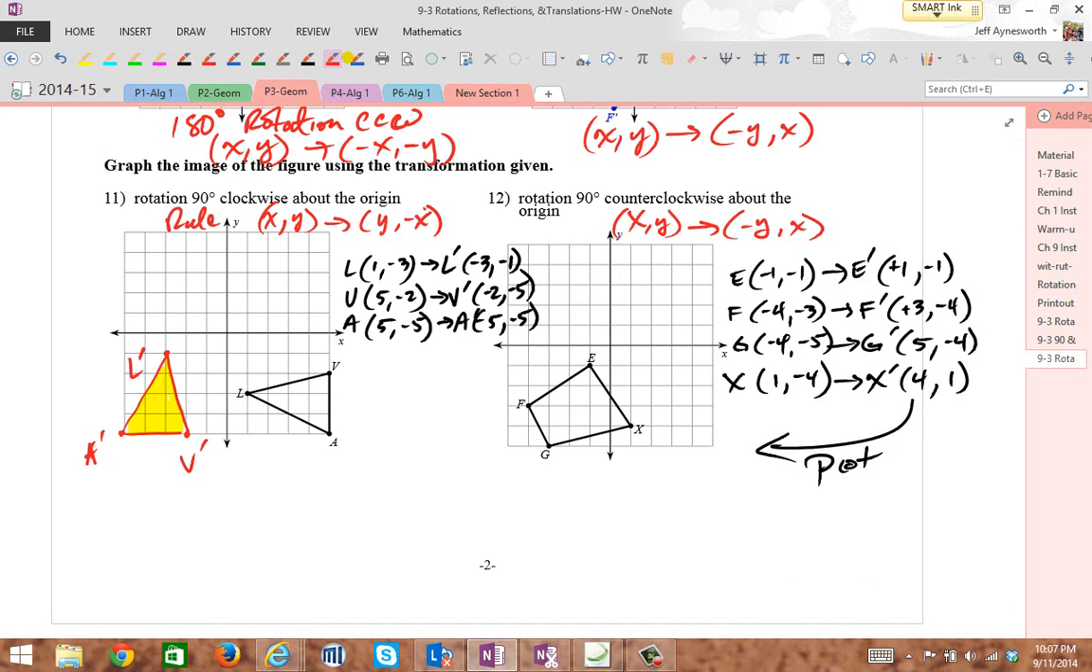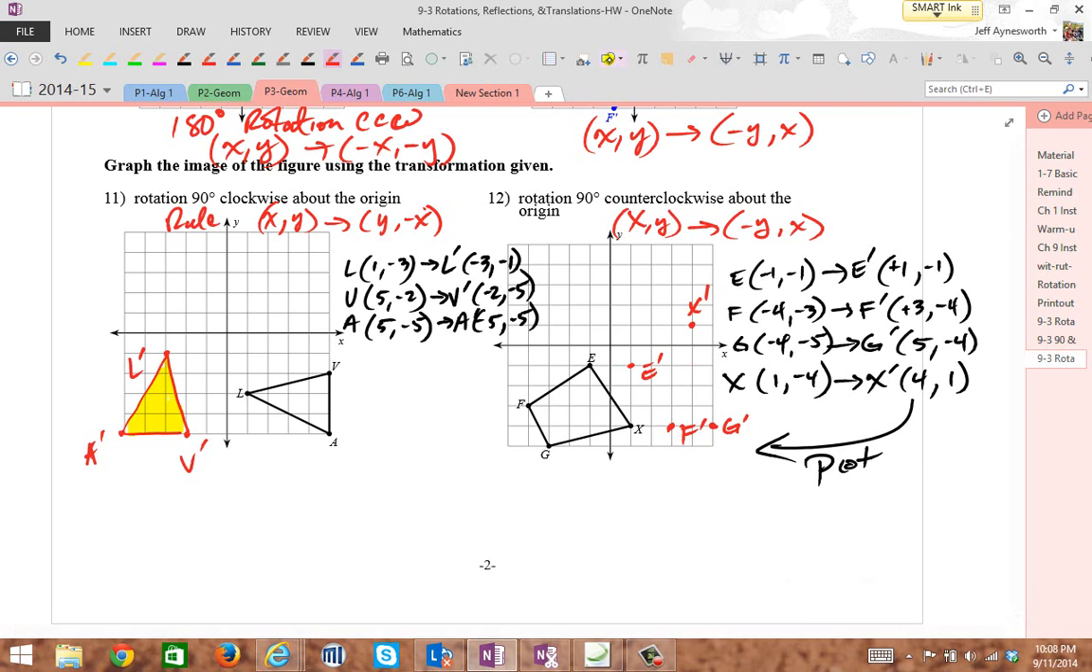So let's do it. So 1, negative 1, E prime. 3 comma negative 4, F prime. Whoa, that's wrong. Gotta make sure you plot these in the right spot. So 3, negative 4 is right here. So F prime, G prime, 5, negative 4. Down here, there's G prime and 4, 1. Up here. That's X prime.